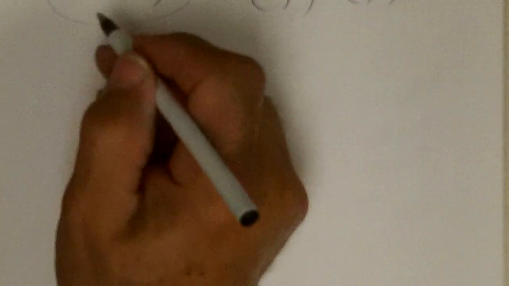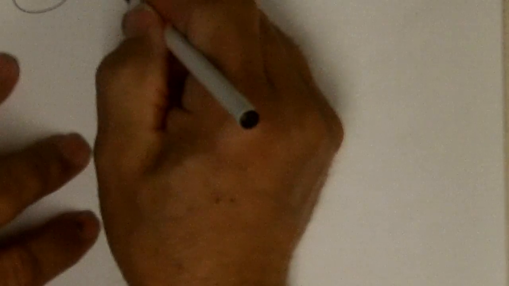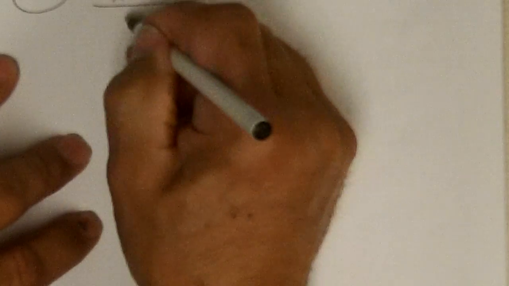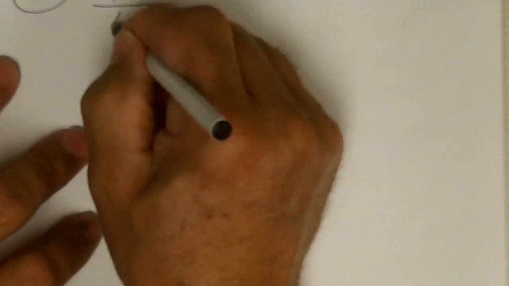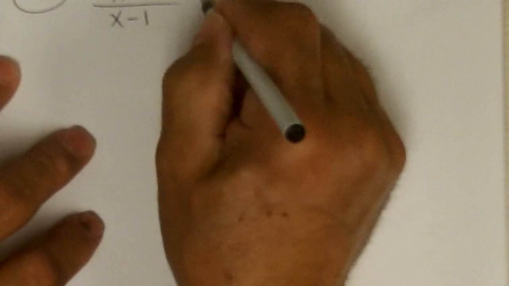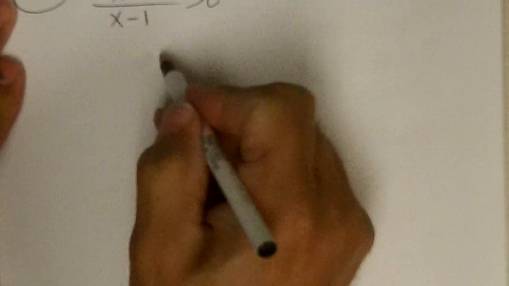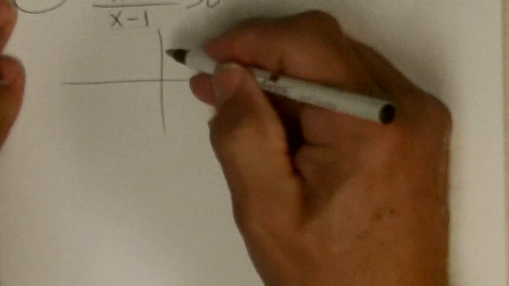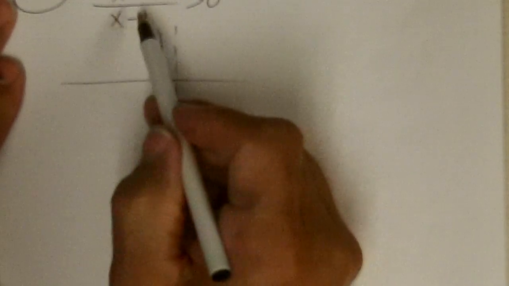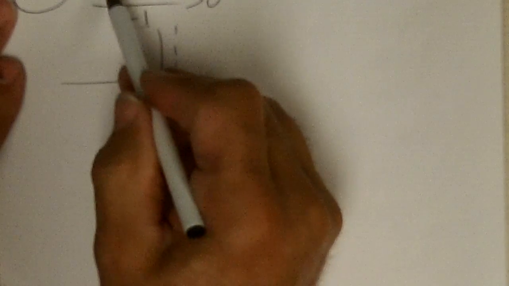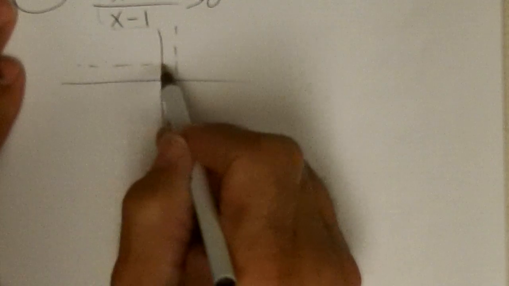Okay, next one is 33. And 33 says solve this one: x plus 1 over x minus 1 greater than 0. Well, knowing what we know now, this has a vertical asymptote at 1, and a horizontal asymptote of, since it's the same degree, the ratio of the coefficients, a horizontal asymptote of 1.